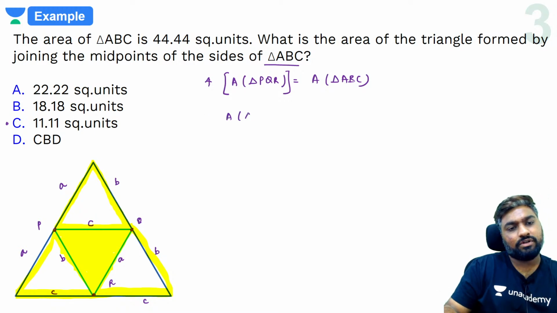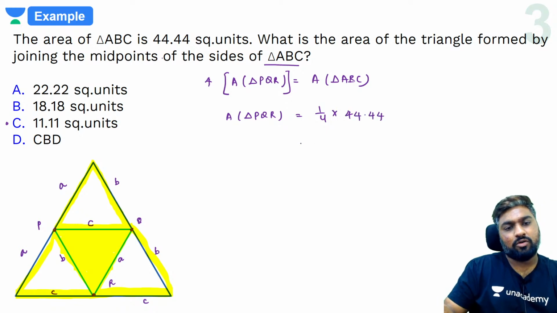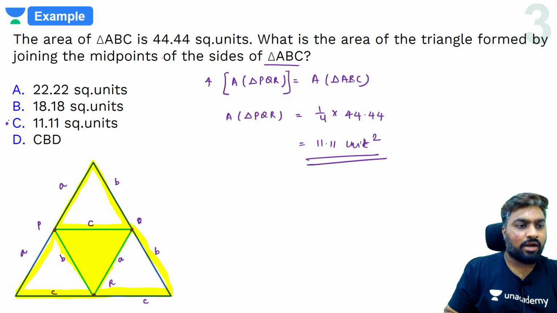Area of triangle PQR is equal to 1/4 of area of triangle ABC, which is 44.44, right? 44.44, which is how much? 11.11 centimeter or unit square. Unit square. Got it?